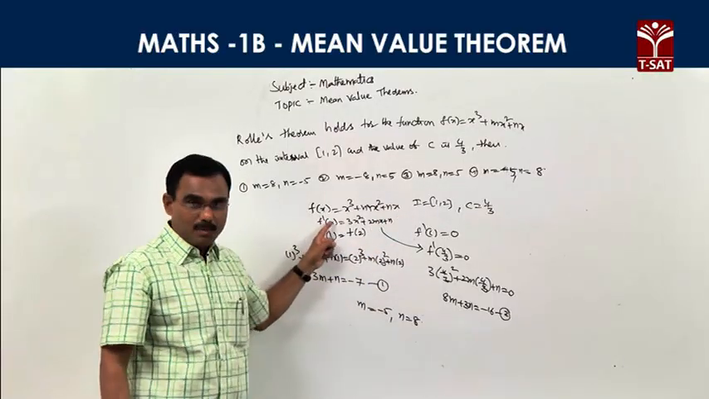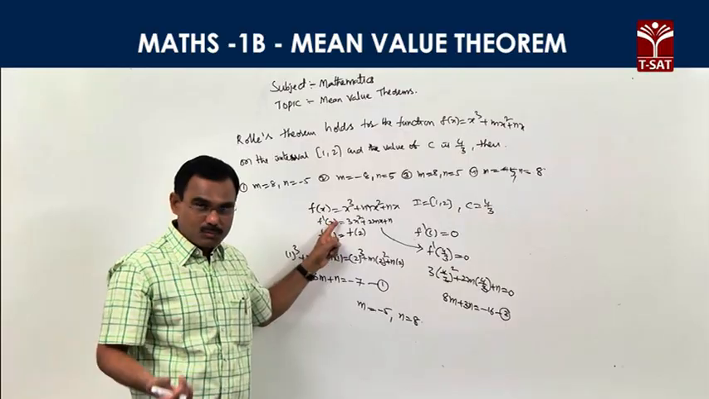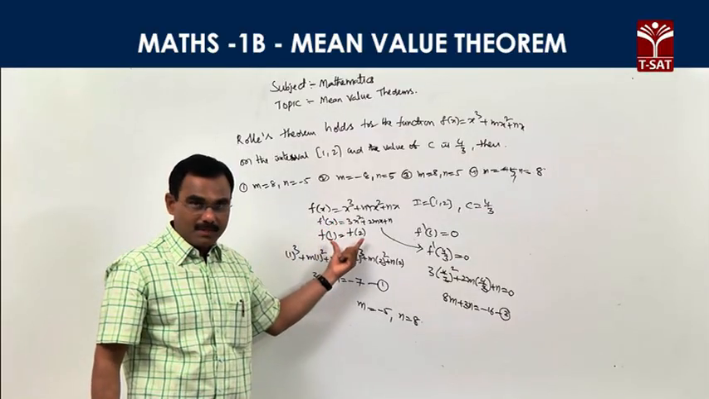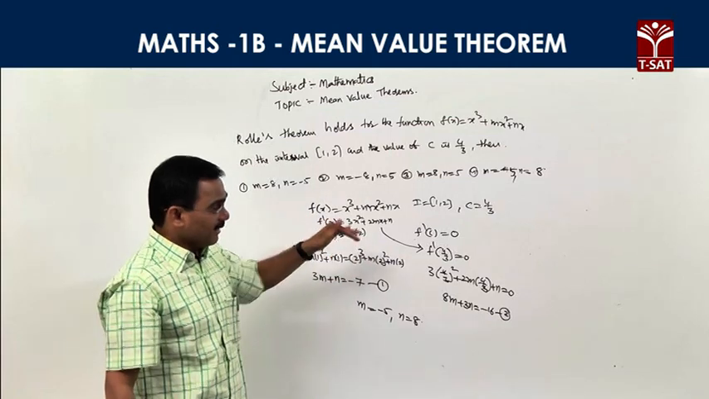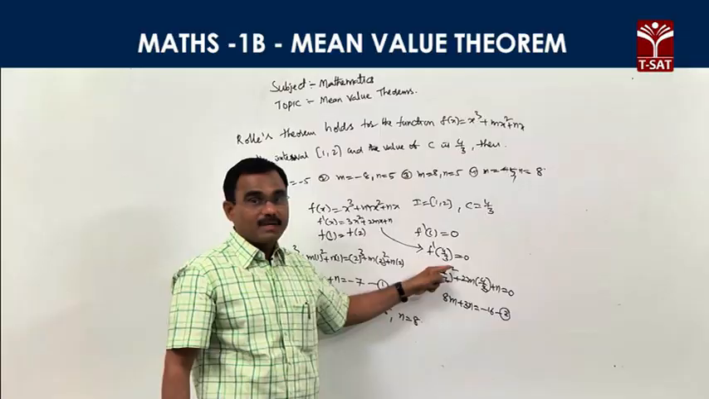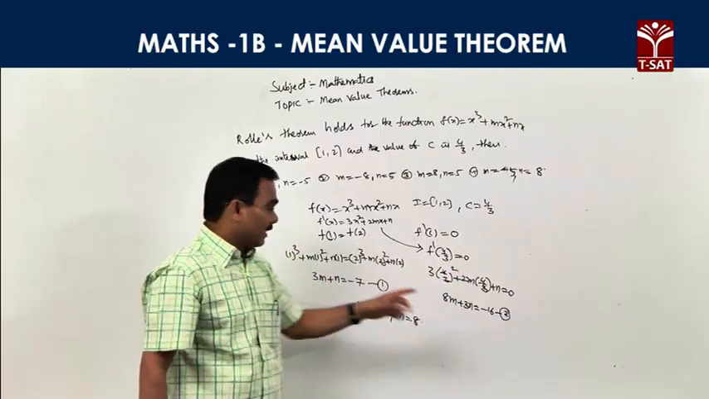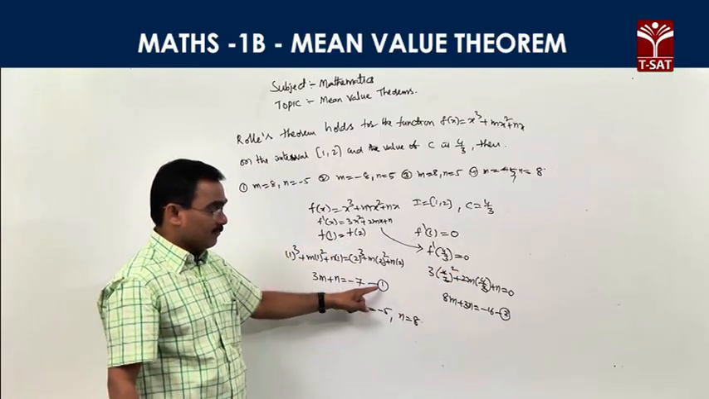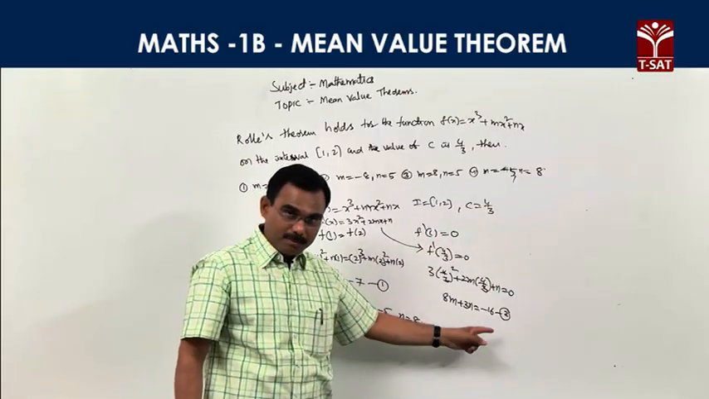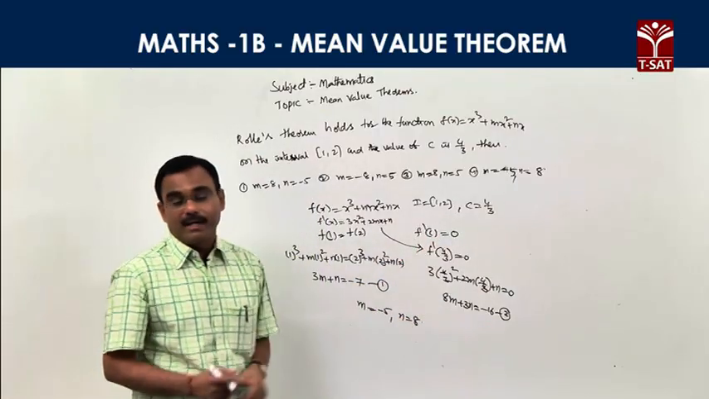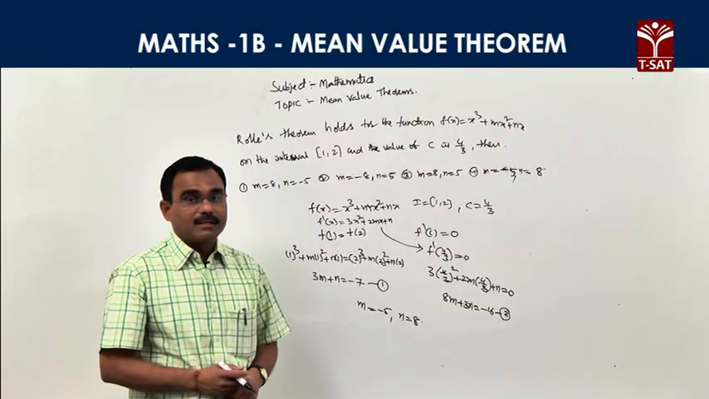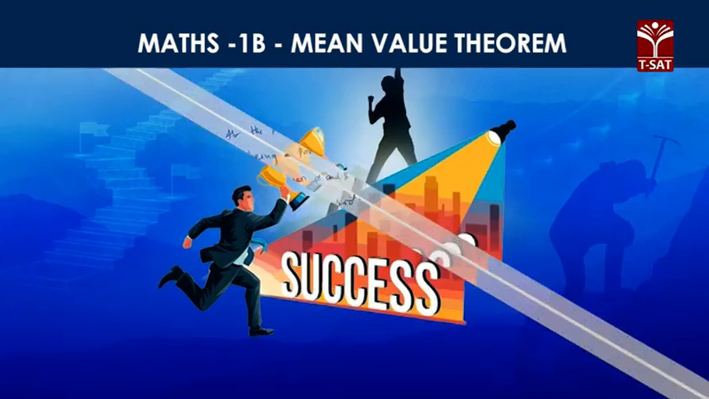First, f is polynomial, so continuous. Second, f is polynomial, so differentiable. Third condition, f of a is equal to f of b, that is, f of 1 is equal to f of 2. Applying Rolle's theorem, f dash c is equal to 0, which means f dash of 4 by 3 is equal to 0. Applying f of 1 equal to f of 2, we get one equation. Applying f dash c equal to 0 as condition 2 and solving 1 and 2, we get m is equal to minus 5 and n is equal to 8. Right, next problem.